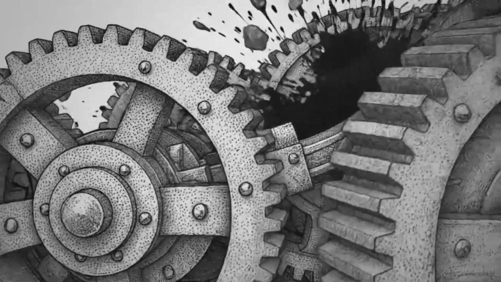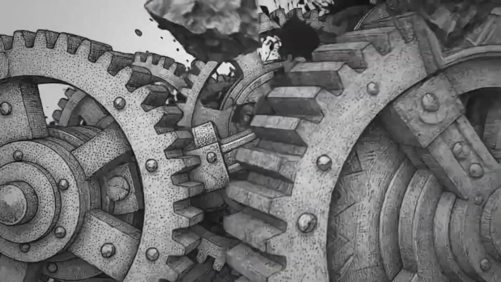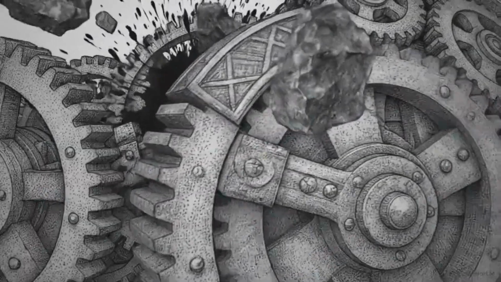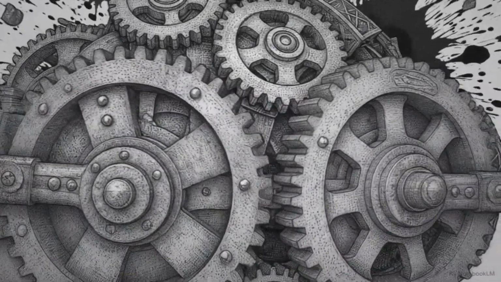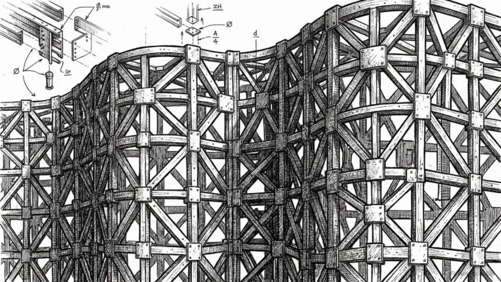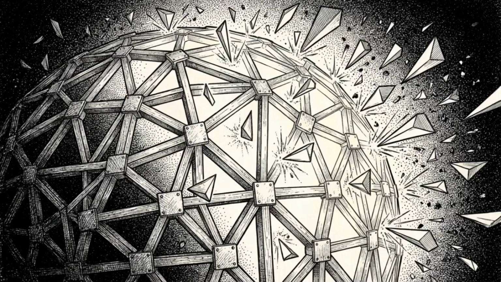Life functions as a mechanical engineering solution to this problem. It is the result of matter organizing to persist in the face of physical collapse. The cell membrane provides the first essential mechanical victory. It functions as a dynamic shield, creating a stable boundary against the external storm.